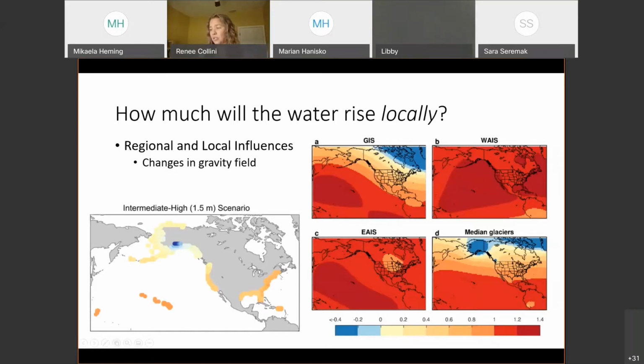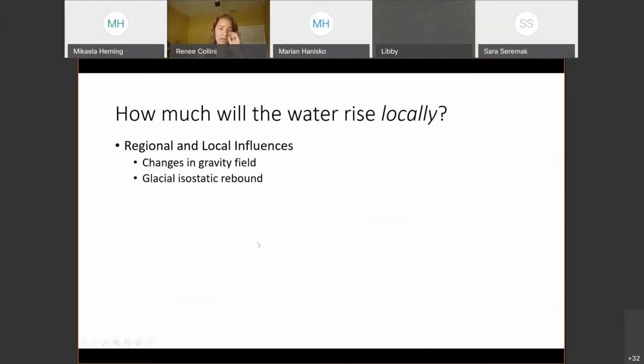You can see, especially along in the Gulf where we all are, and then I know we've got people from across the US, but it's a little bit higher pretty much everywhere for us. Then there's glacial isostatic rebound.